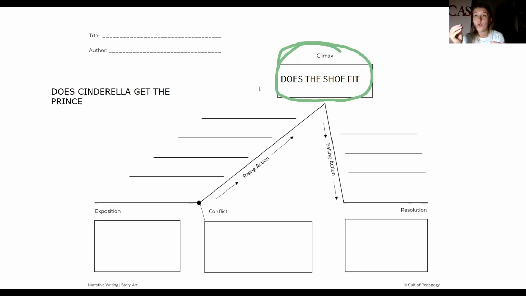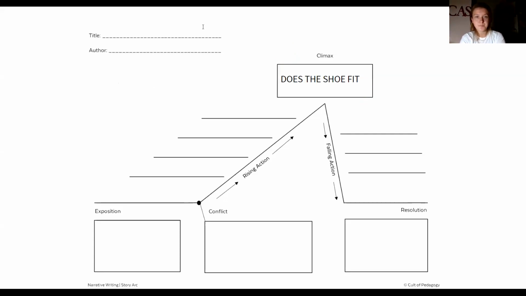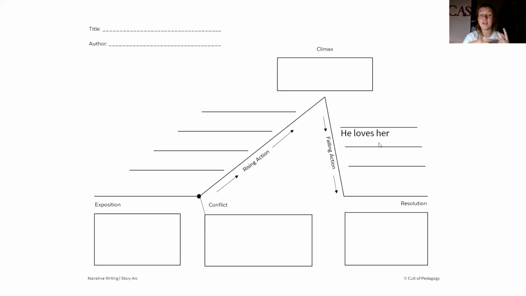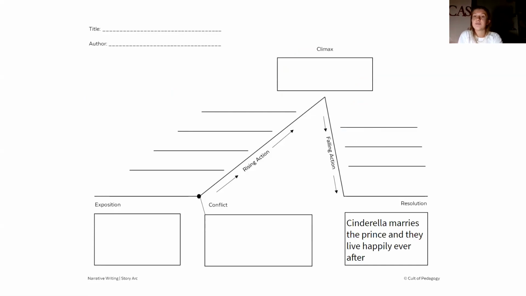So at the climax, when he's trying on the shoe, does the shoe fit? Yes. So Cinderella does get the prince, right? So that's like where the climax is. It's where the question that is driving the entire story gets answered. And so when he tries the shoe on and it fits, turns out he loves her and they kiss, right? That's the falling action. The resolution is what happens next.